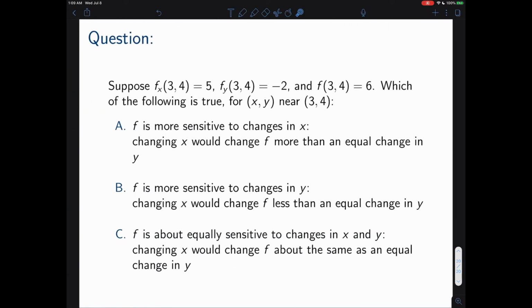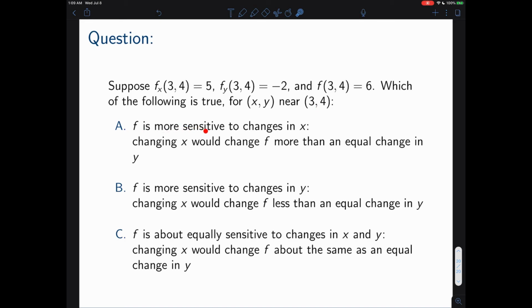Here's a question for you. Suppose we're given the information. This is not the same function f as in the previous examples with square root x plus y cubed. But suppose for this question that fx of 3, 4 is 5, fy of 3, 4 is minus 2, and f of 3, 4 is 6. Which of the following is true for x, y near 3, 4?